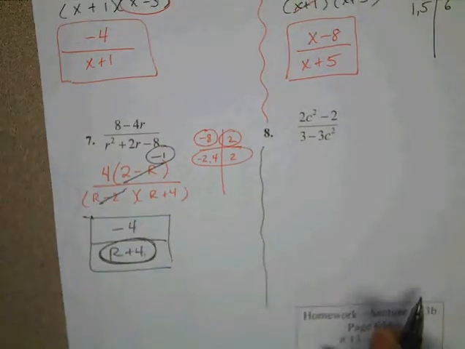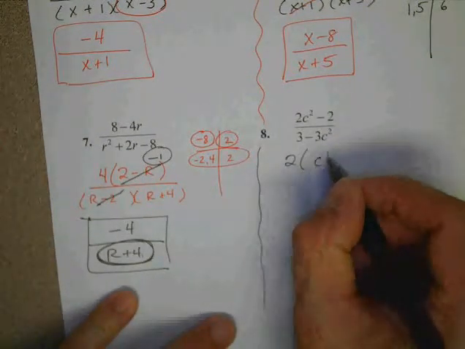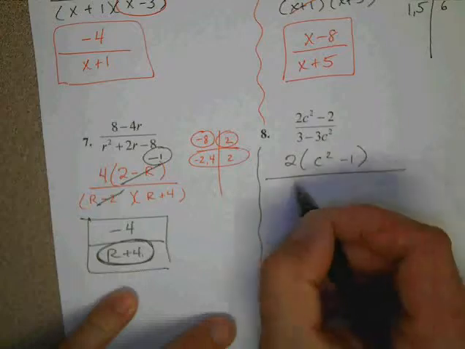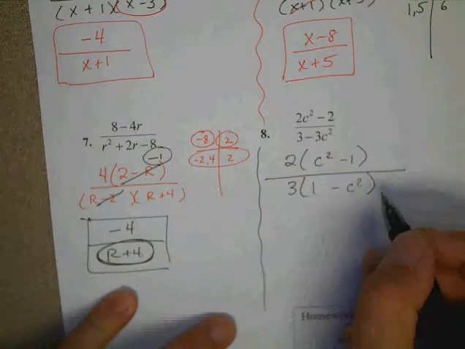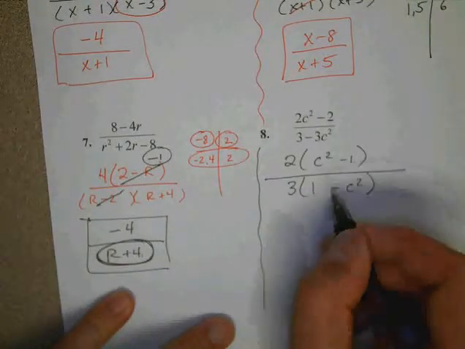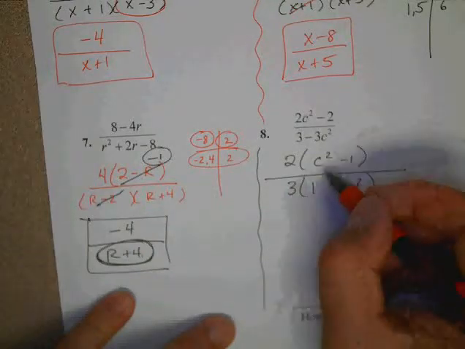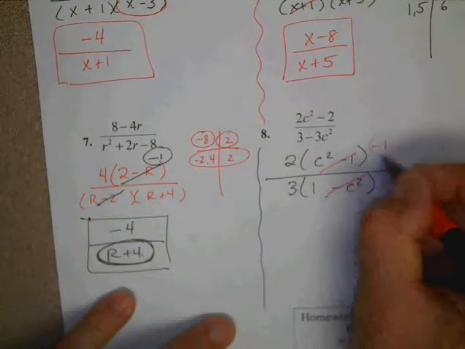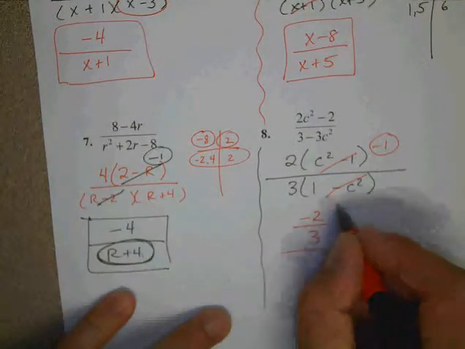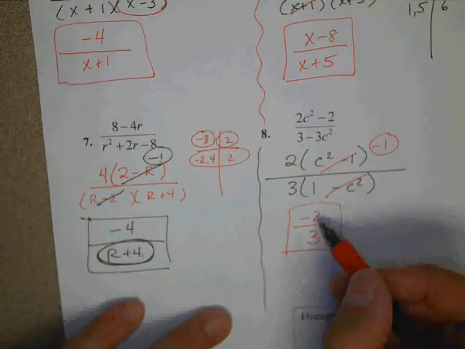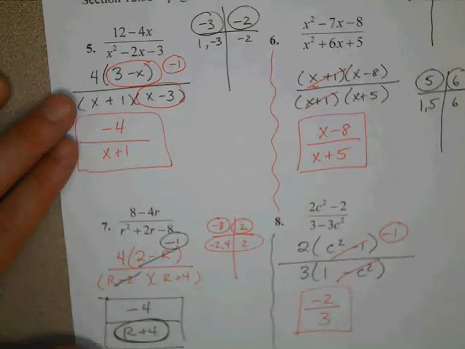Okay, our last one. We have a 2 in common with both terms on the top, so that's 2 times c squared minus 1. And a 3 in common with both parts on the bottom, so that's 3 times 1 minus c squared. C squared minus 1, 1 minus c squared. Both of these are opposites once again, so they cancel to negative 1. That gives us an answer of negative 2 over 3. Every time you have a negative, notice we've put the negative in the top of all of our problems. So we have a negative on each single one.